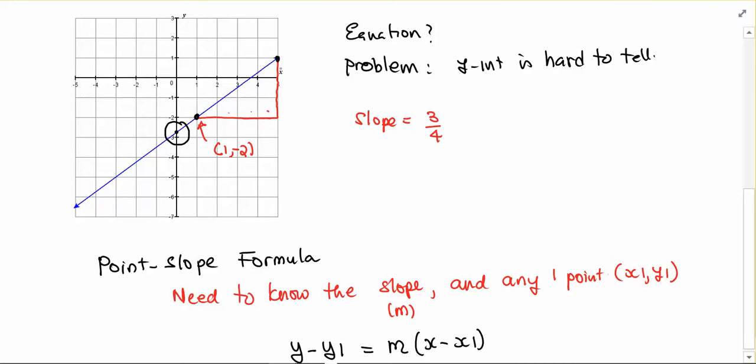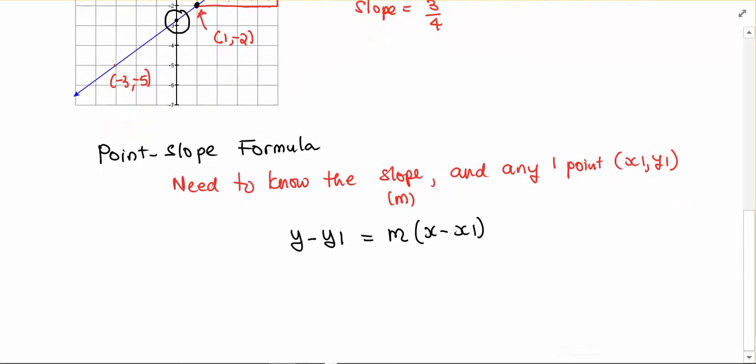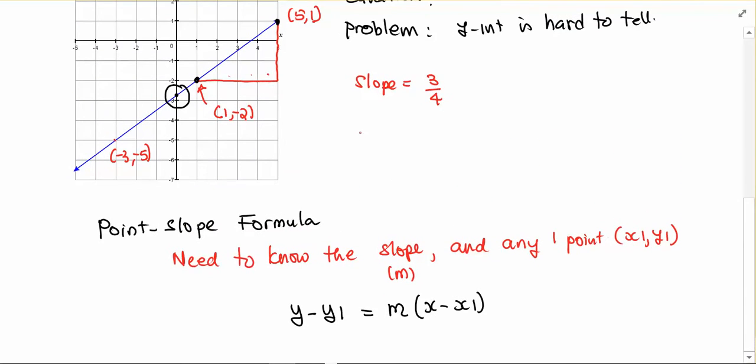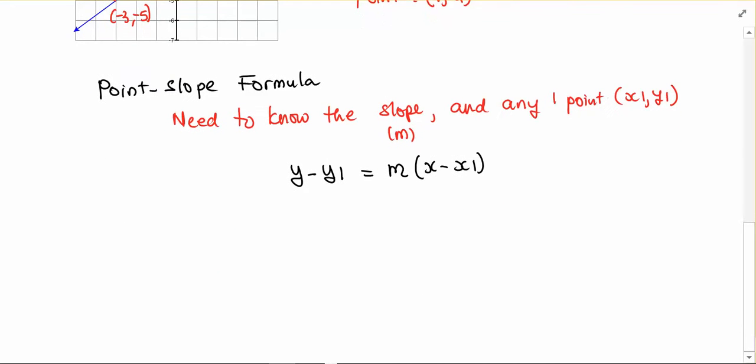You could use this point, that will be 5, 1. You could have used this point right here, that would be -3, -5. So all of those are potential points we can use, and you could use any one of them. It doesn't matter. So let's use 1, -2, right? So we'll do this using the point slope example.